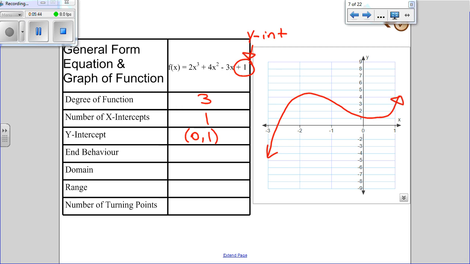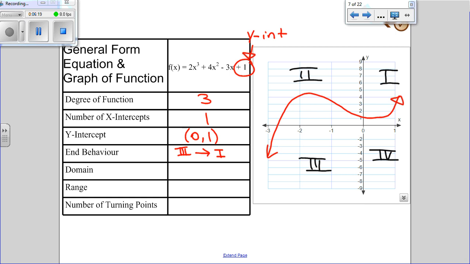What's the end behavior? What does end behavior mean again? Where it's starting, where it's going. So what quadrant did we start in? We started in 3. And we went to 1. Remember labeling your quadrants. You start up here and you go counterclockwise. I always forget how to do it.